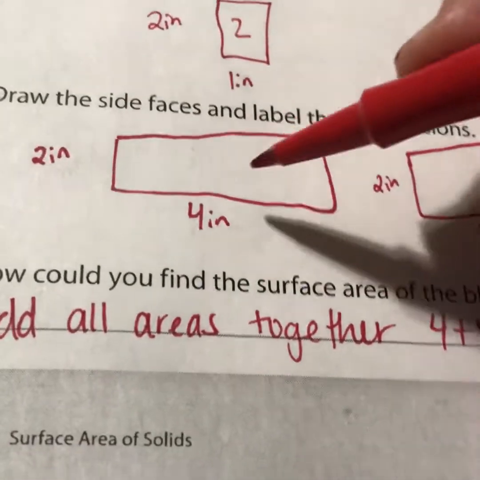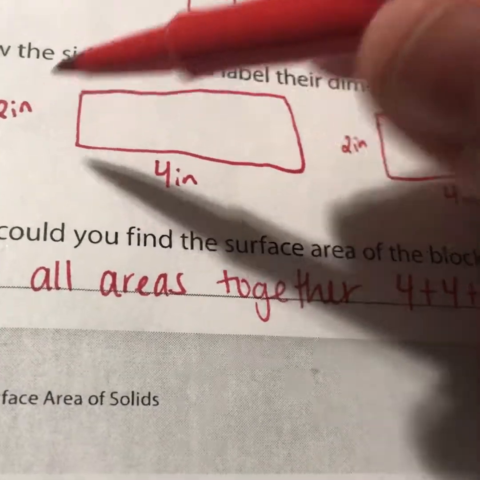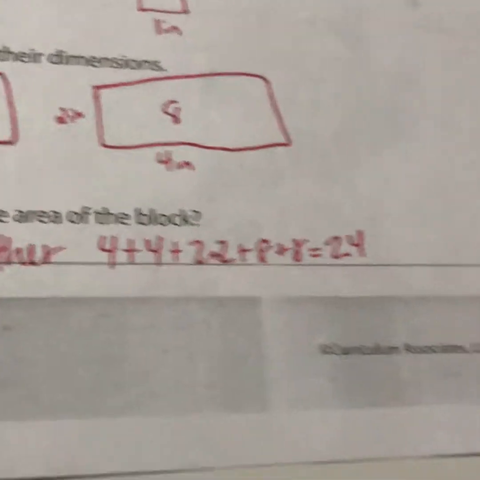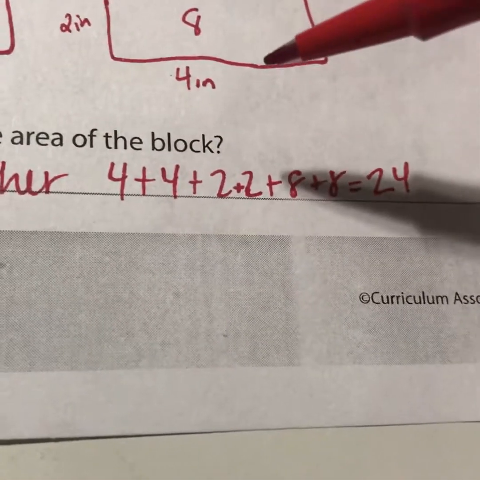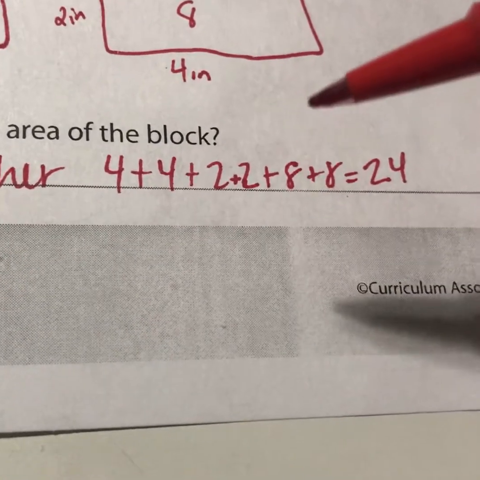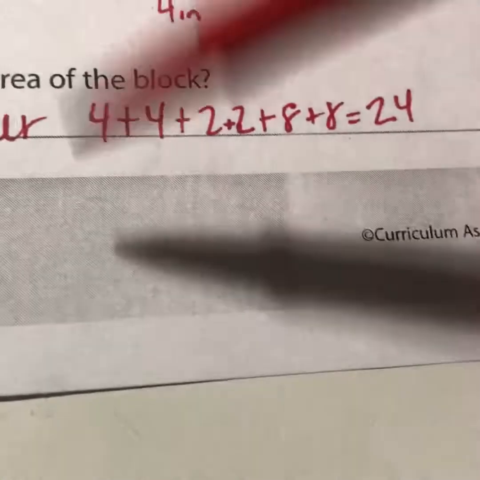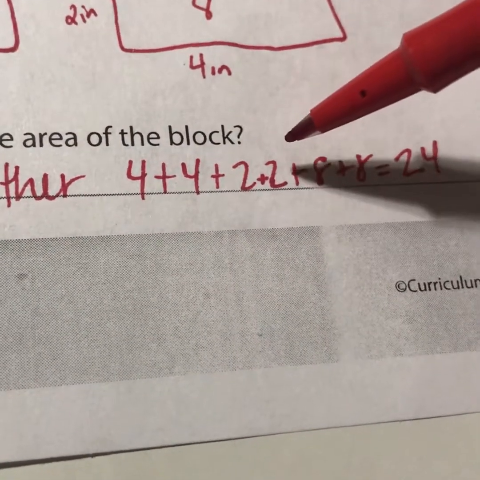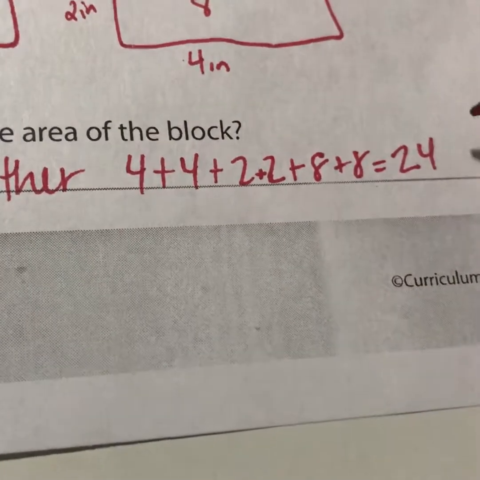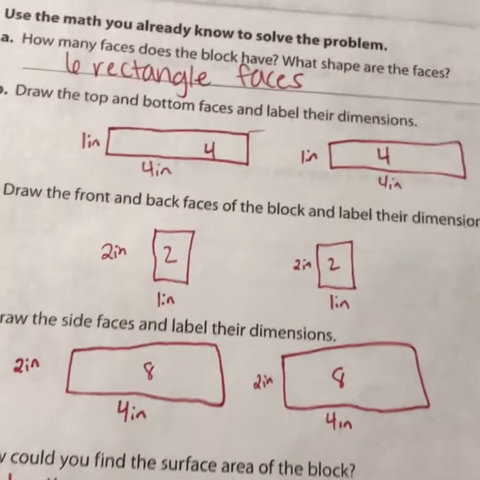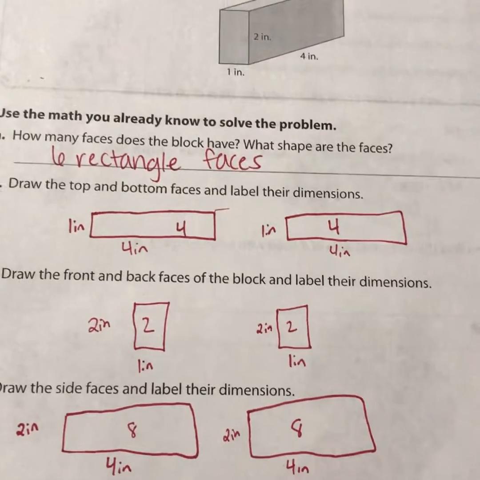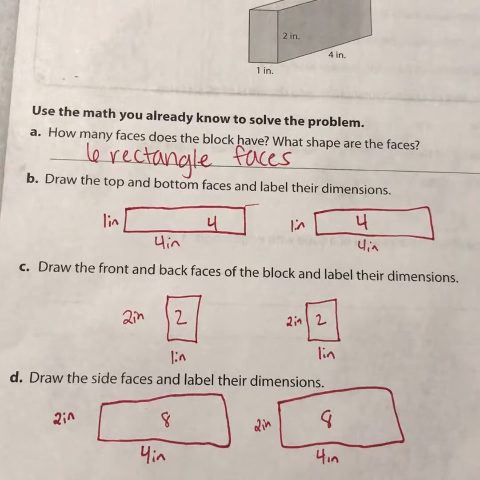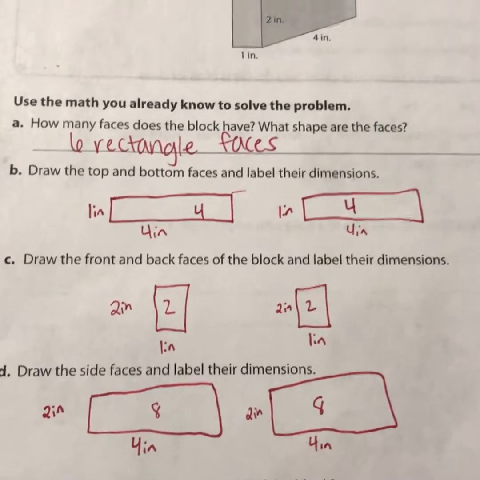The third one, base of 4 times height of 2 gives us 8 and 8. You can see that all I need to do is add up the surface area of each face. So 4 plus 4 plus 2 plus 2 plus 8 plus 8 equals 24. This is what your first page should look like. All right, ready to turn to page 229.